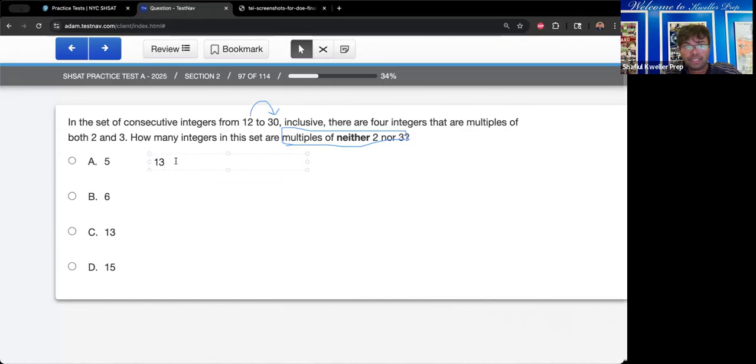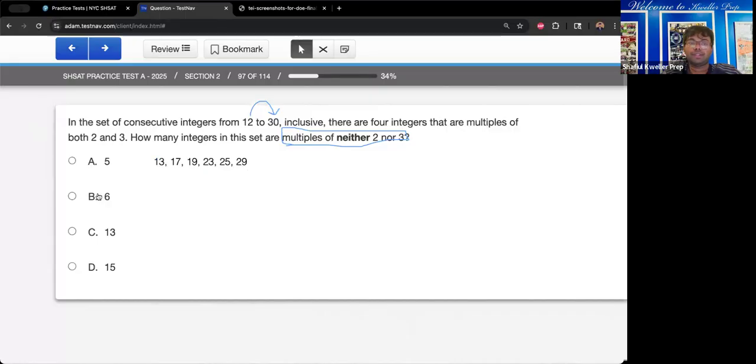14 we skip. 15 is divisible by 3, so we don't include that. 17, 19 is not divisible by 3. 21 is divisible by 3. 23 isn't. 25 isn't. 27 is divisible by 3. 29 is not as well. So now we just have 6.